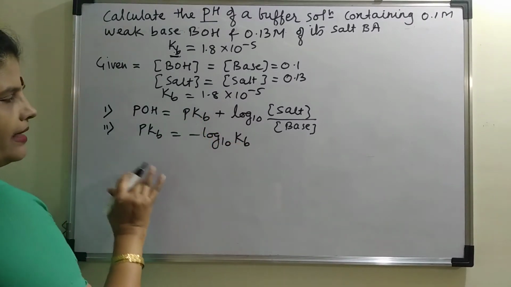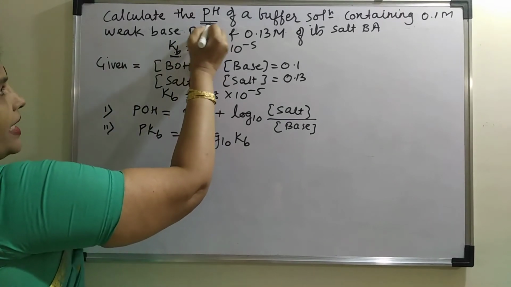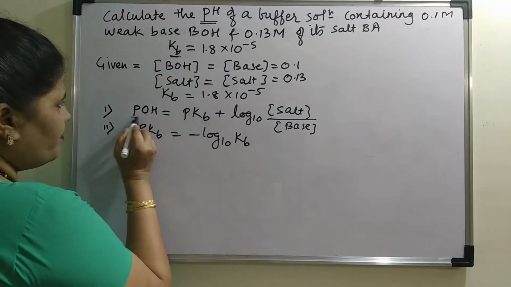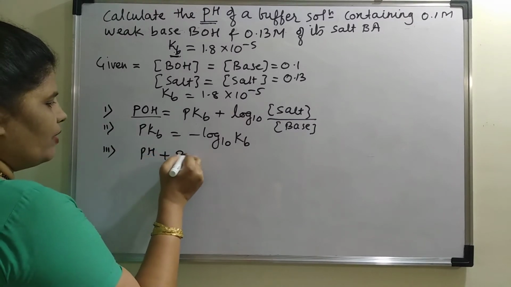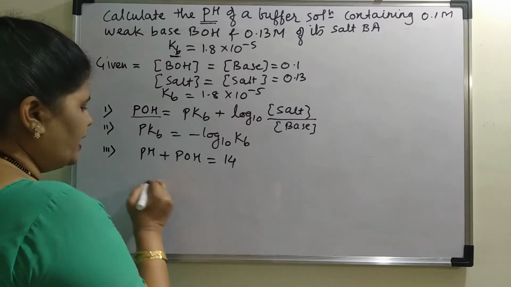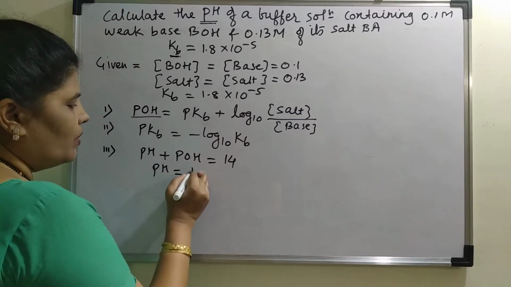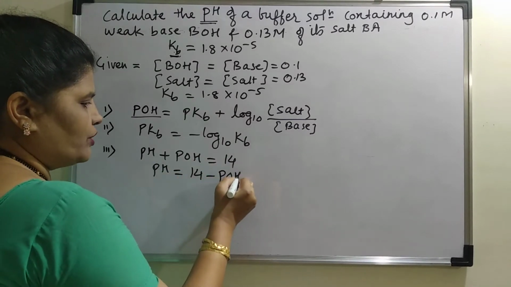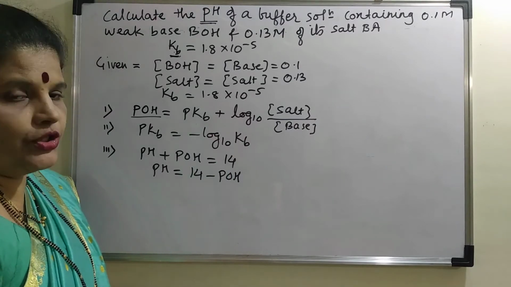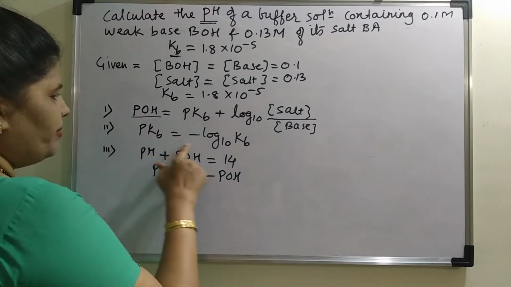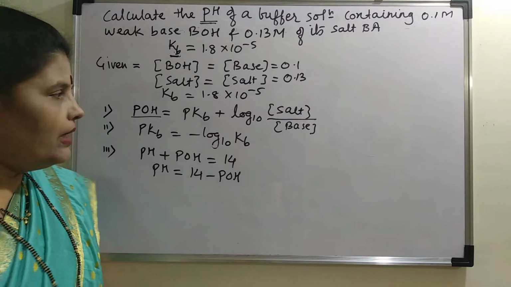Second thing they are asking here is pH. I will be getting pOH, so the third formula I will be using is pH plus pOH is equal to 14. Therefore pH is equal to 14 minus pOH. So this is how you have to go step by step for the calculation. Let us first calculate pKb for the particular problem.